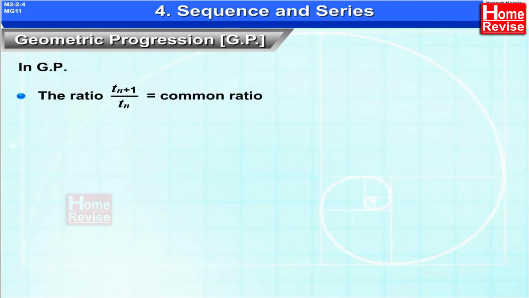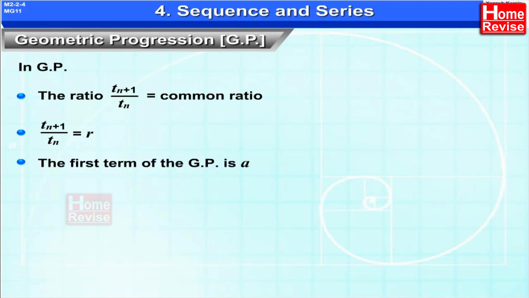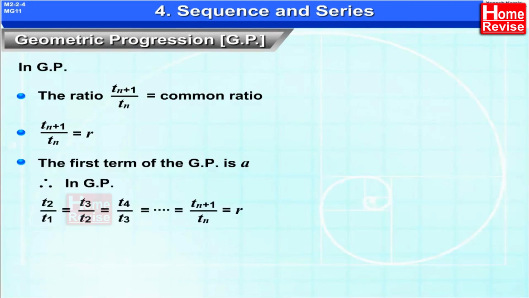The ratio Tn plus 1 upon Tn is called the common ratio and it is denoted by R. The first term of the GP is A. Therefore, in GP, T2 upon T1 is equal to T3 upon T2, which equals T4 upon T3, and so on, up to Tn plus 1 upon Tn, that equals R. And the nth term Tn can be calculated by Tn is equal to A into R raised to n minus 1.